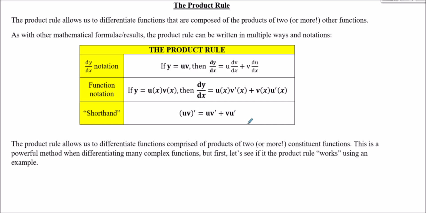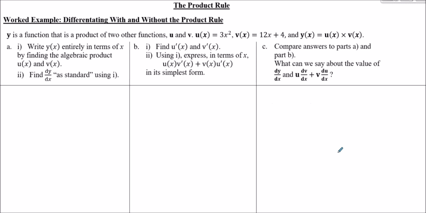The product rule allows us to differentiate functions comprised of products of two or more constituent functions, like I've said earlier, and this is a powerful method when differentiating many complex functions. But first, let's just see and sort of prove to ourselves if it works and is consistent with what we knew before using a carefully constructed example. So here, what I've suggested we do is we differentiate using the product rule and then differentiate without it as normal, if you like. So let's pick y to be a function that's a product of two other functions, u and v. So the function u is 3x squared, the function v is 12x plus 4, so therefore y of x is u(x) times v(x).